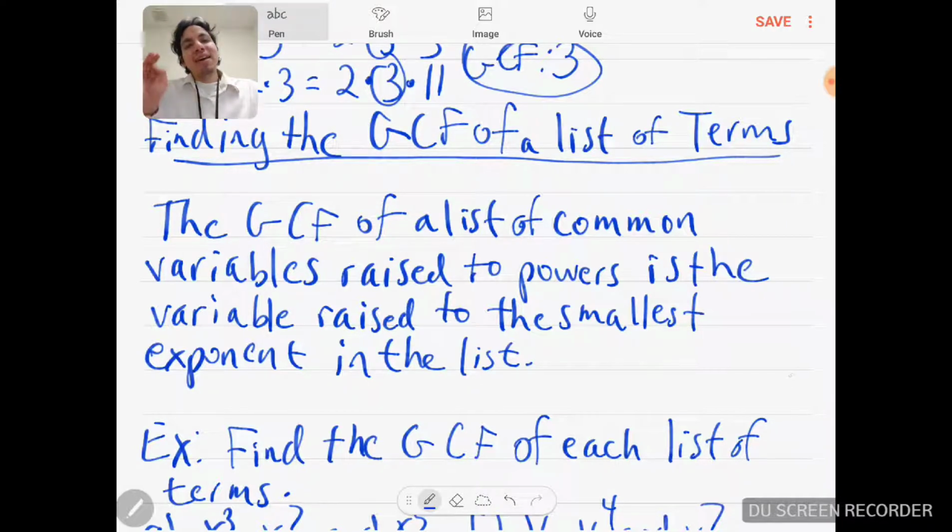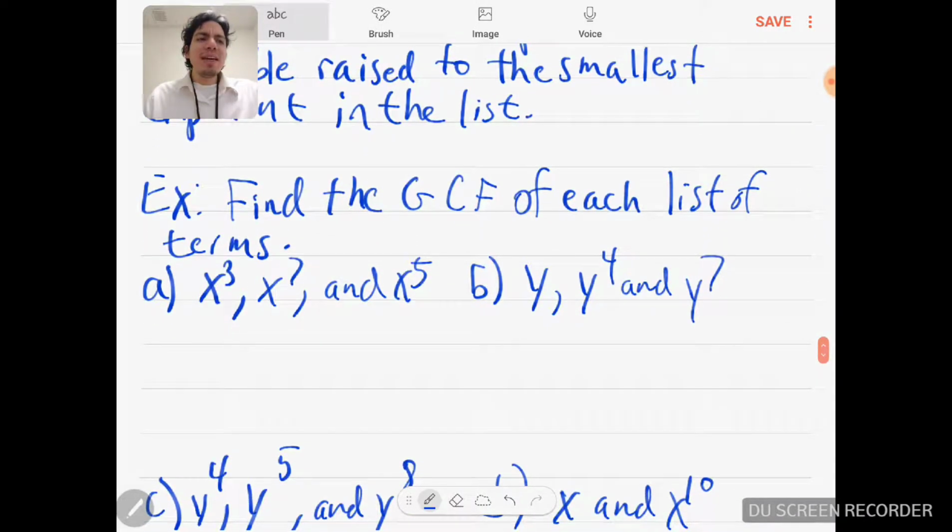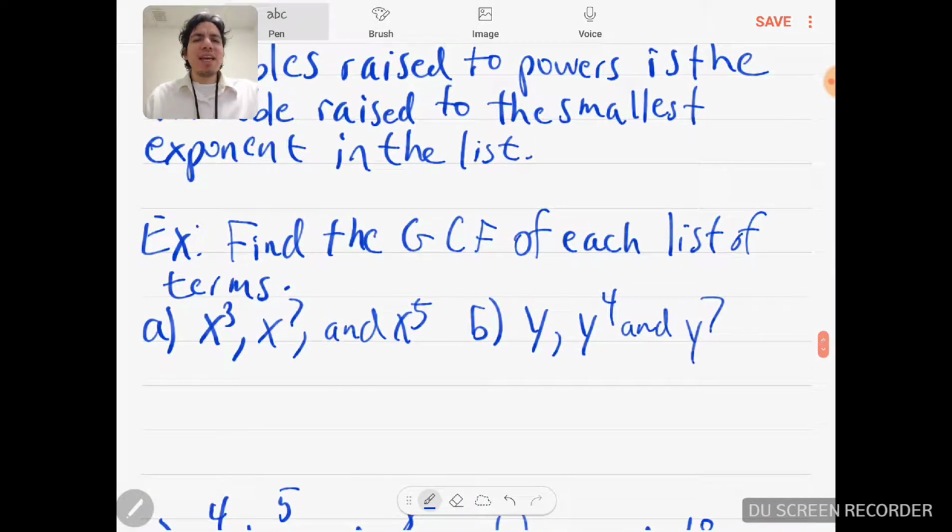Let me repeat that. The GCF, the greatest common factor, of a list of common variables raised to powers is the variable raised to the smallest exponent in the list. So in this case, we can't write it as a product of primes, but think of it this way. Think of it as the highest amount the variables can give is the GCF.